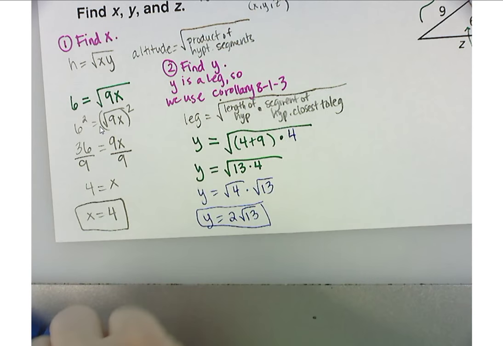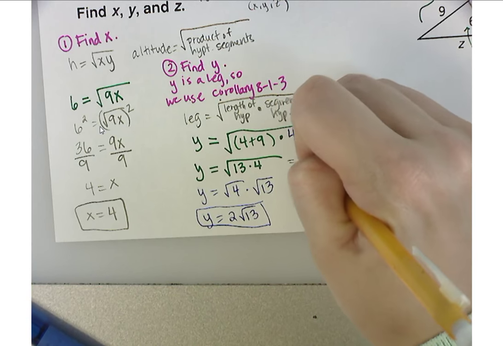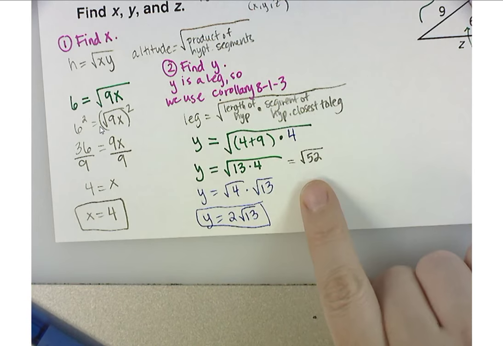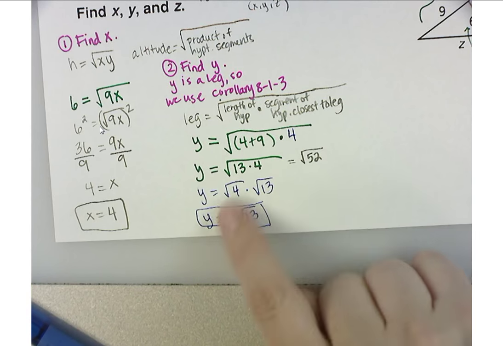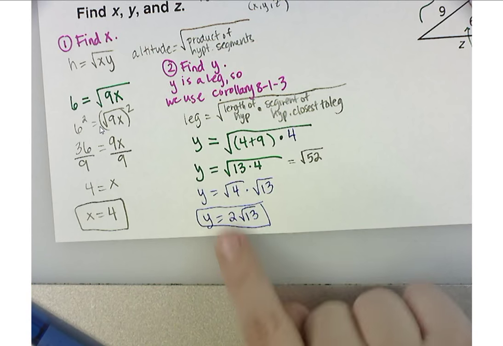Okay, now if you already multiplied, you would have got the square root of 52, but because we're writing it in simplest form, you would have gone right back to this. Okay, so if you can simplify it without multiplying, you can go ahead and do that.